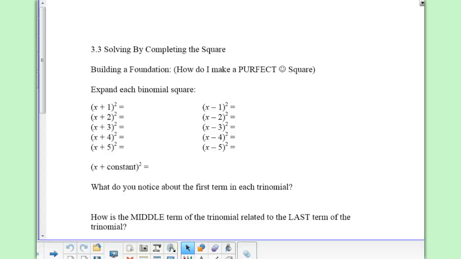Hello, Math 20-1. We are starting 3.3, which is a continuation of the historical journey through solving quadratic equations. We need to build some skills, and completing the square is a skill that you need to solve tougher or trickier quadratic equations. So building the foundation is: how do I make a perfect square?